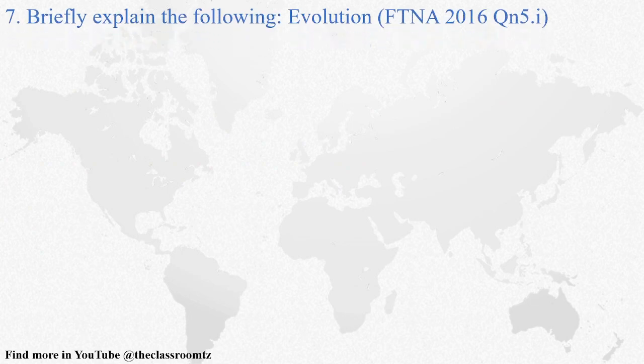Briefly explain the following. You need to explain the following. That was 2016, question number 5, Roman 1. In that question number 5, there are almost 5 Romans, but one of the Romans was from this topic, evolution of man technology. And the students were asked to define or to explain what the meaning of evolution is.